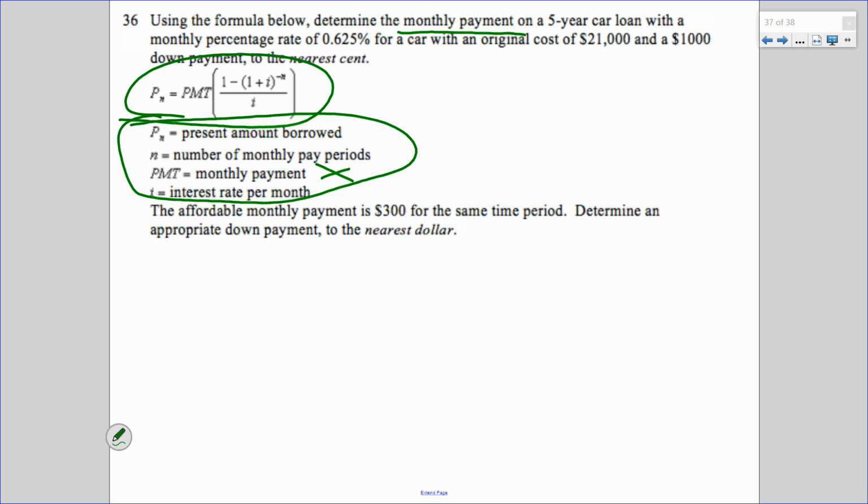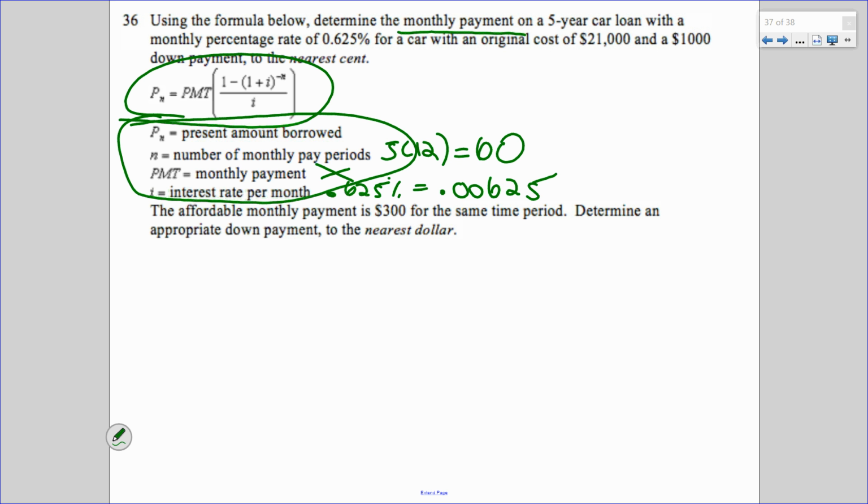On a 5-year car loan. Well, I don't see years of the loan, but I do see monthly pay periods. If it's 5 years, it's 5 times 12, which is 60 pay periods. A monthly percentage rate of 0.625%. To make that into a decimal, I'm going to have to divide that by 100, and that's going to become 0.00625. Whenever they give you a percent, you need to make it a decimal by dividing by 100.